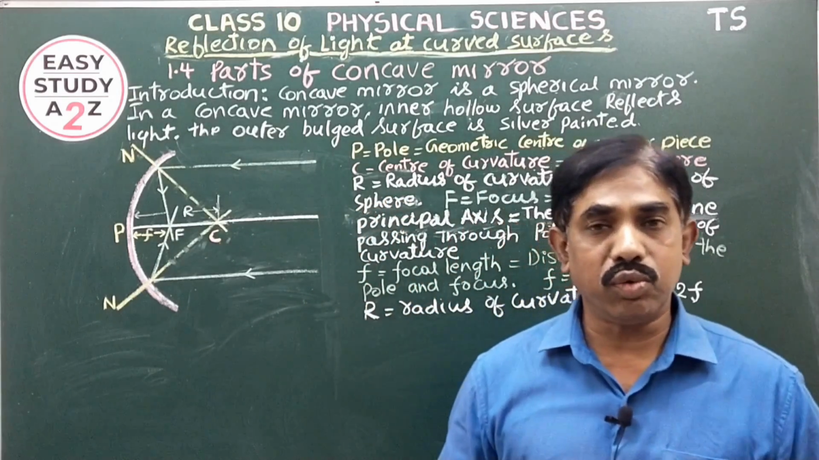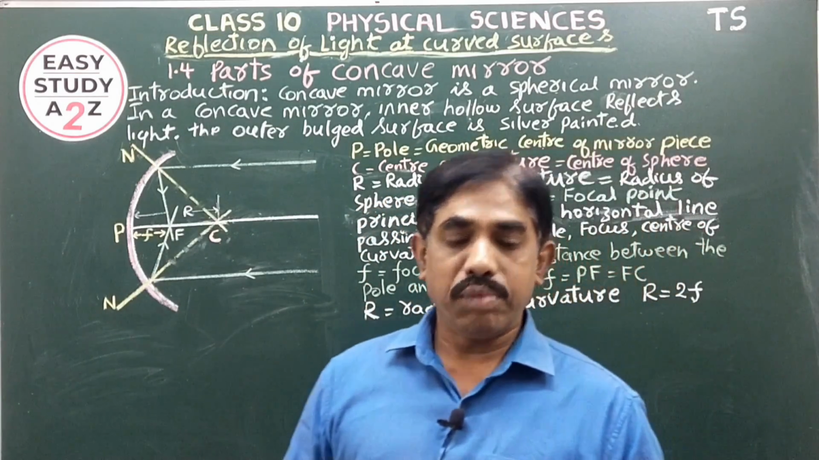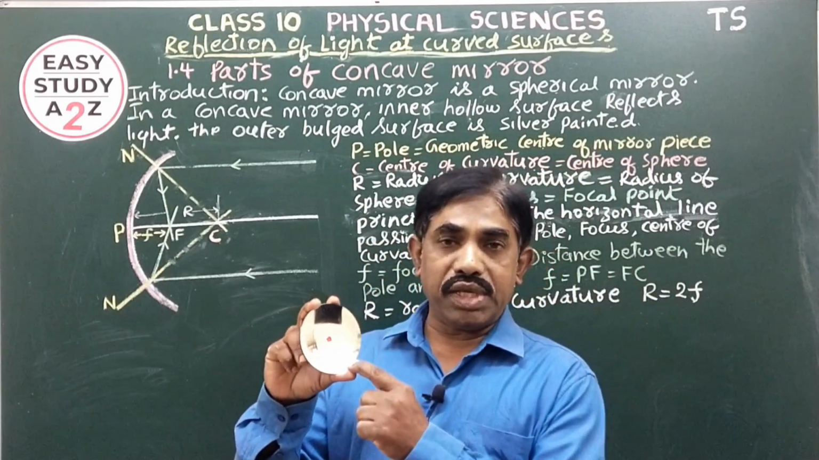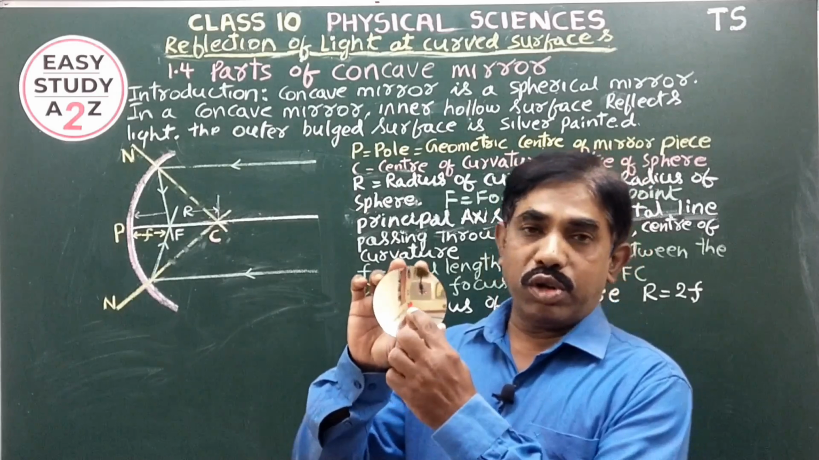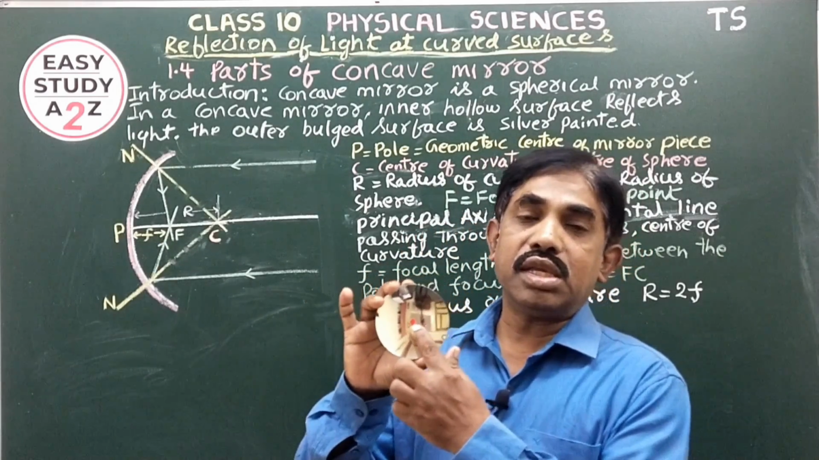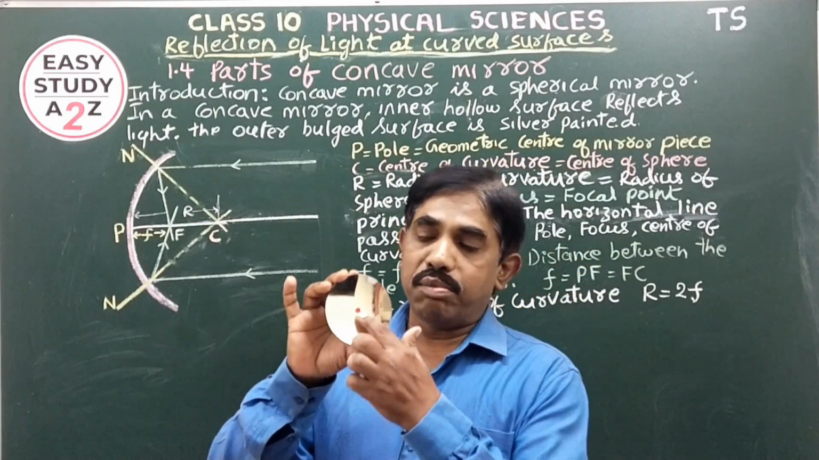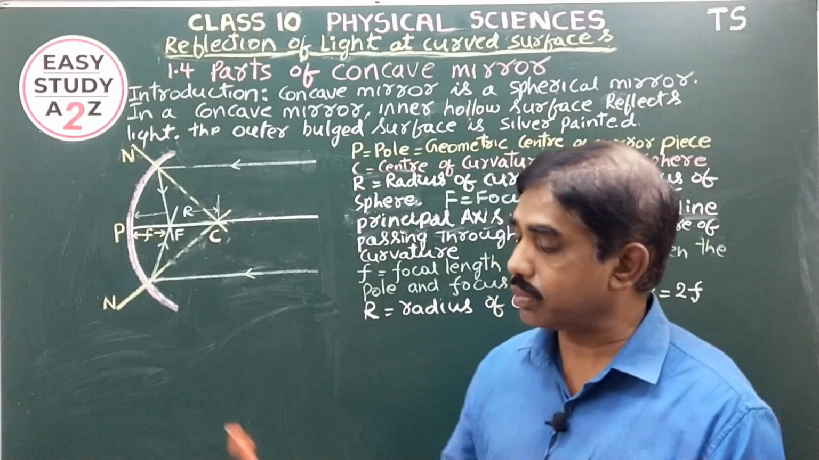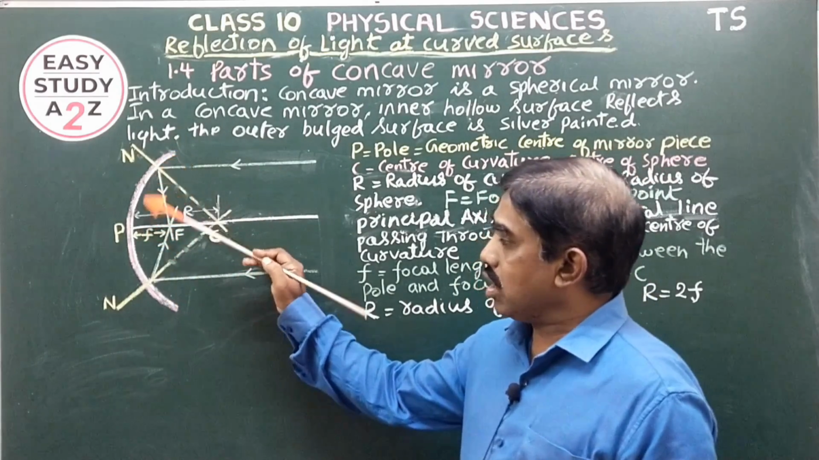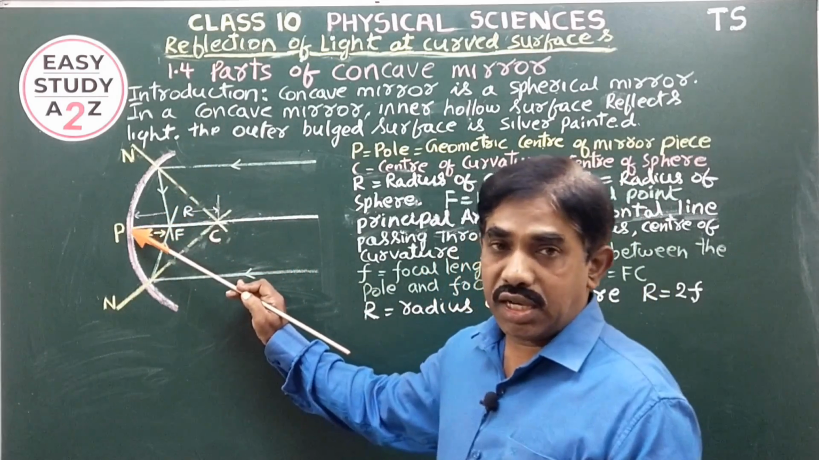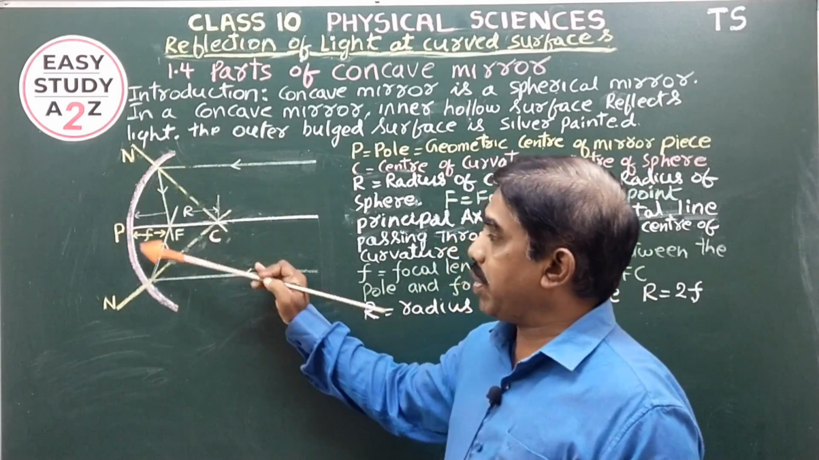Now let me explain the parts of a concave mirror. This concave mirror piece has a point P at the center, and this is called the pole. Pole is the geometric center of the mirror piece. Now I designate this with P. See here, this is a concave mirror and this P is the center of the mirror piece.